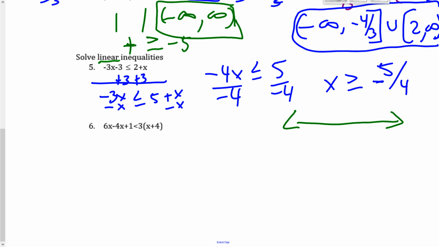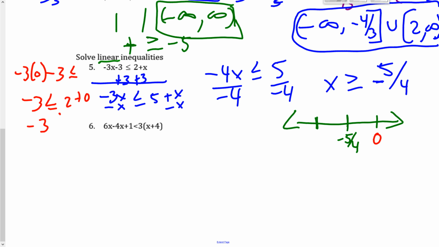But say if I messed up or I don't know that, or if I just treated it like an equal sign the whole time, then I would want to test this number, negative 5/4. So I could plug in a number to the right and a number to the left. Again, you probably don't have to plug in both of them. So a number greater than negative 5/4 would be 0, so I can plug in 0. Negative 3 times 0 is 0. Minus 3 would be negative 3. And negative 3 is less than or equal to 2 plus 0, which is true. Negative 3 is less than or equal to 2. So that's true. So it is everything going this way.